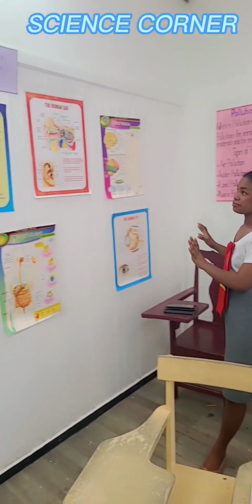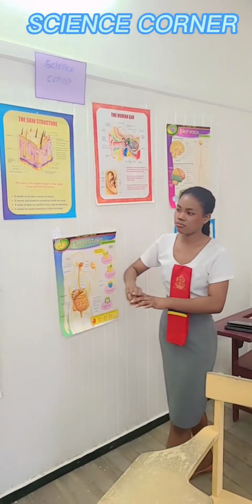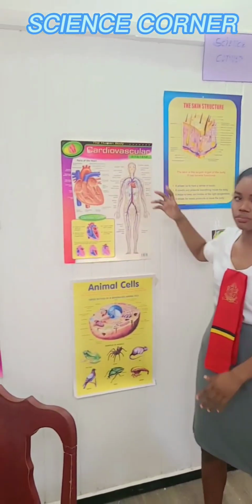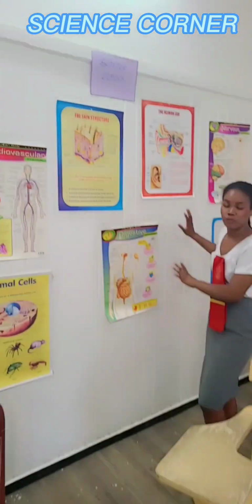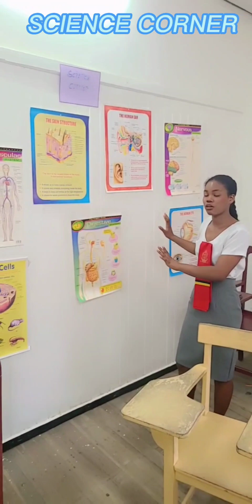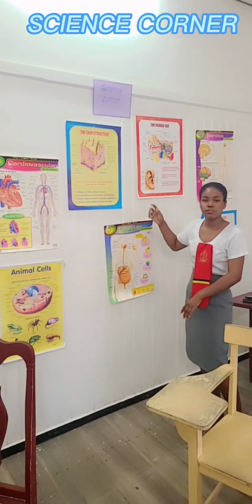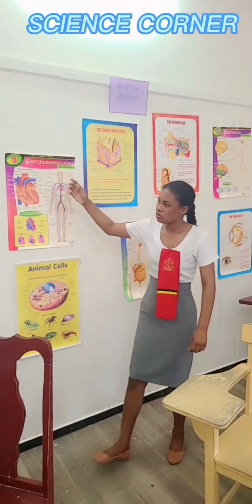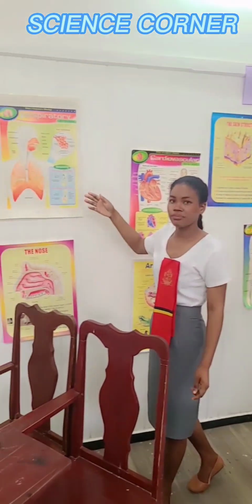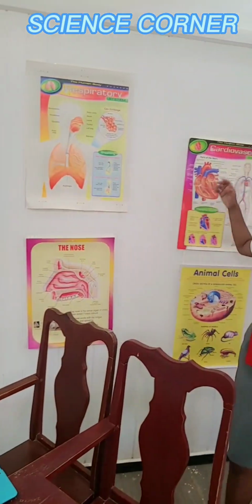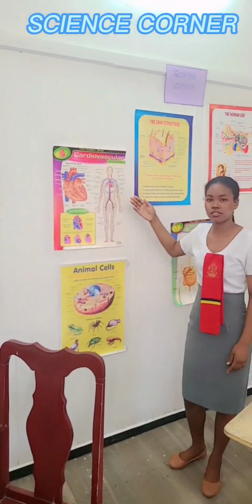In this corner here, we have parts of the body pasted on the walls. This will help the students to remember and to recall the various parts of their bodies. For example, we have here the respiratory system, then we have the nose, as well as the cardiovascular system.